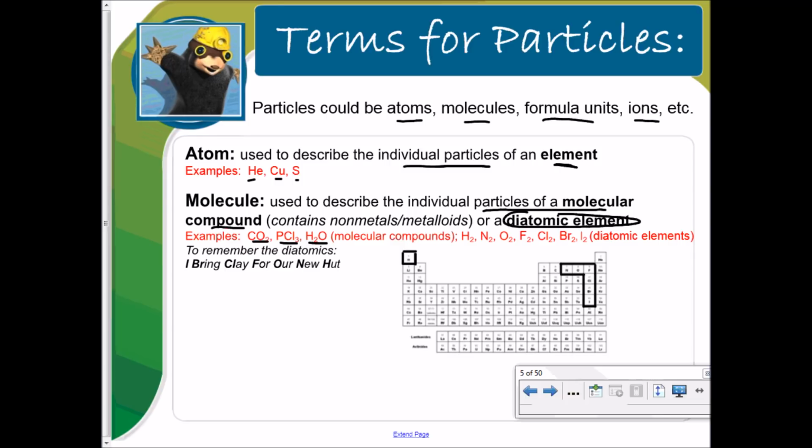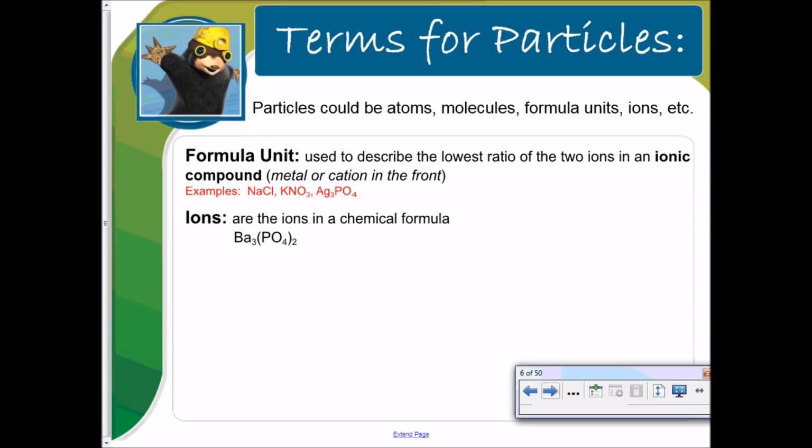Those are molecular compounds. But these elements here are never by themselves, so they always pair up with one another. These are called diatomic, and they're hydrogen, nitrogen, oxygen, fluorine, chlorine, bromine, and iodine. You are expected to know those. And then there are formula units, used to describe the lowest ratio of ions in an ionic compound. So you have sodium chloride, potassium nitrate, and silver phosphate. And you can also talk in terms of ions. This is barium phosphate. We'll talk a little bit more about ions in a bit.